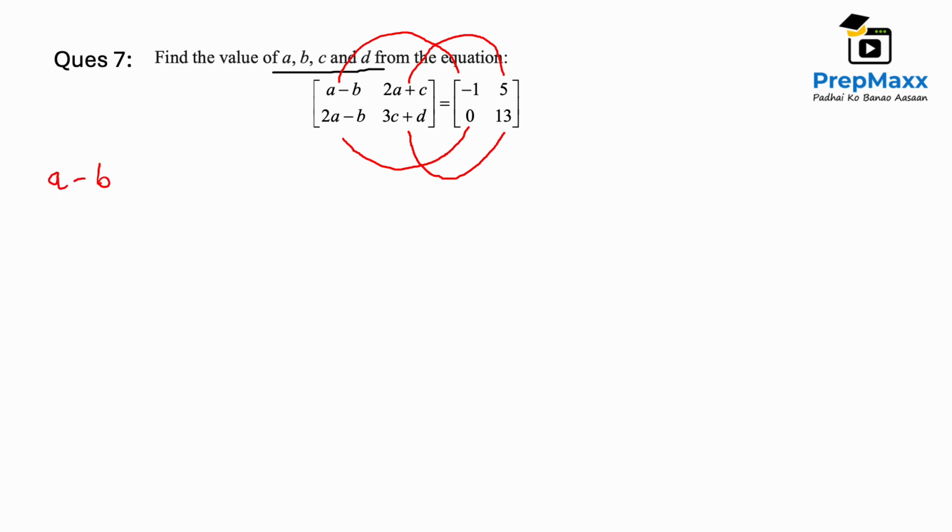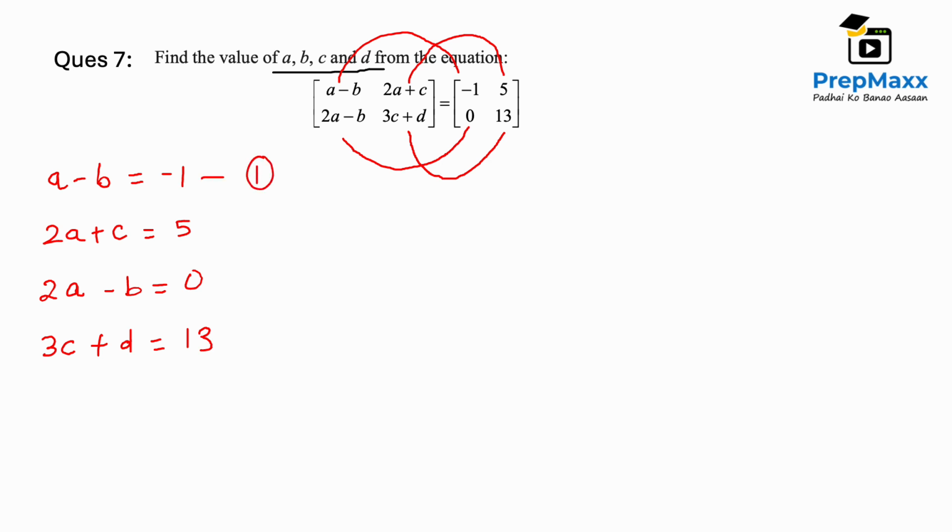A minus B equals -1, 2A plus C is equal to 5, right? And then we have 2A minus B equals 0 and 3C plus D equals 13. So let's use equation number 1 and equation number 3 to find the value of A.